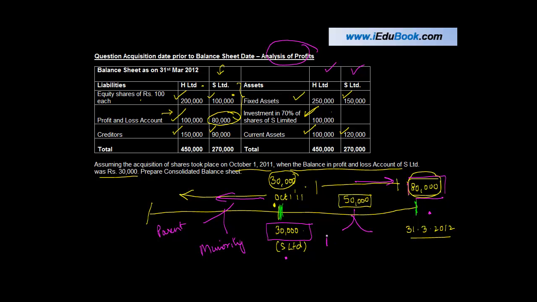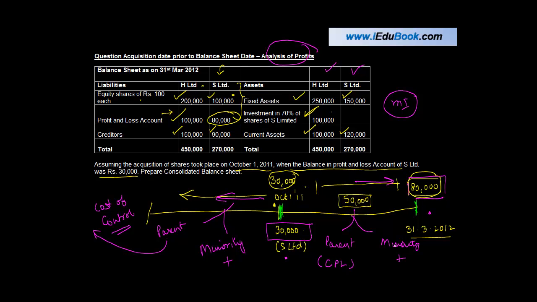Even these belong to the parent and the minority. For minority, we do nothing but just add these to the minority interest. For parent, whatever are the capital profits earned prior to the date of acquisition, they are to be reduced from investment amount in cost of control. Why? Because we need to compute our goodwill or capital reserve. Whatever are the post profit, we just take them and add them to the consolidated profit and loss account in the balance sheet.